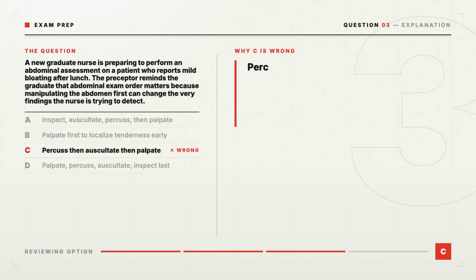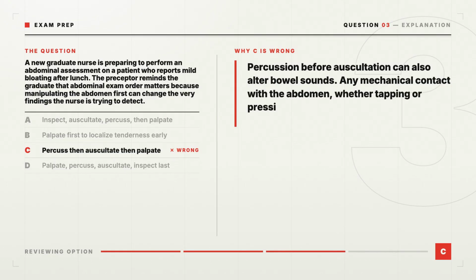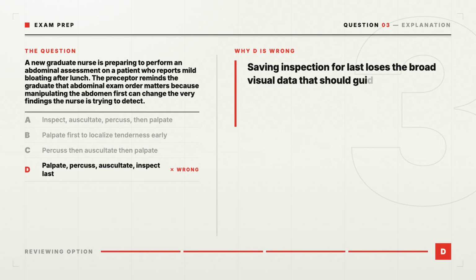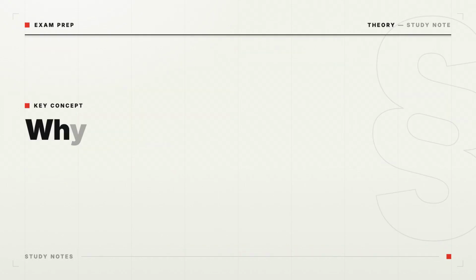C is wrong because percussion before auscultation can also alter bowel sounds. Any mechanical contact with the abdomen, whether tapping or pressing, must follow listening so the recorded sounds reflect the true intestinal state. D is wrong because saving inspection for last loses the broad visual data that should guide the rest of the exam. The nurse needs to see distension or scars before deciding where to listen and palpate.